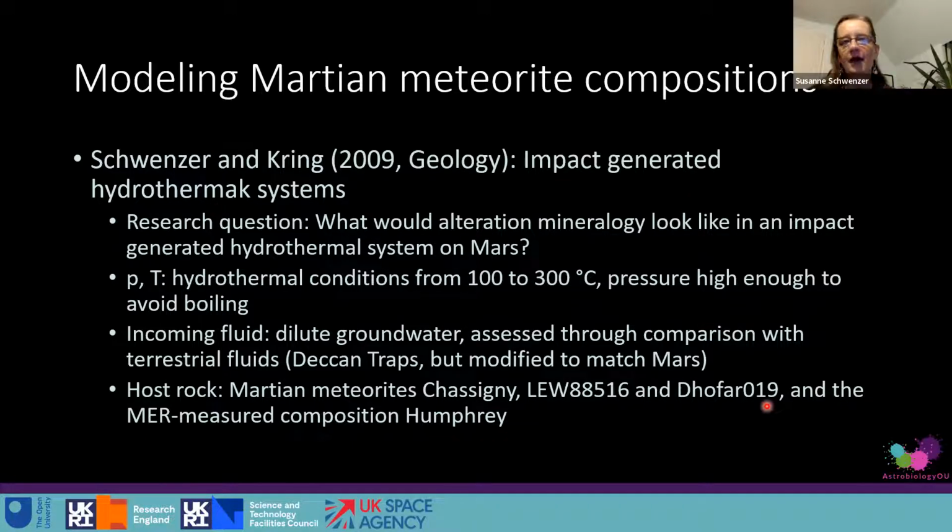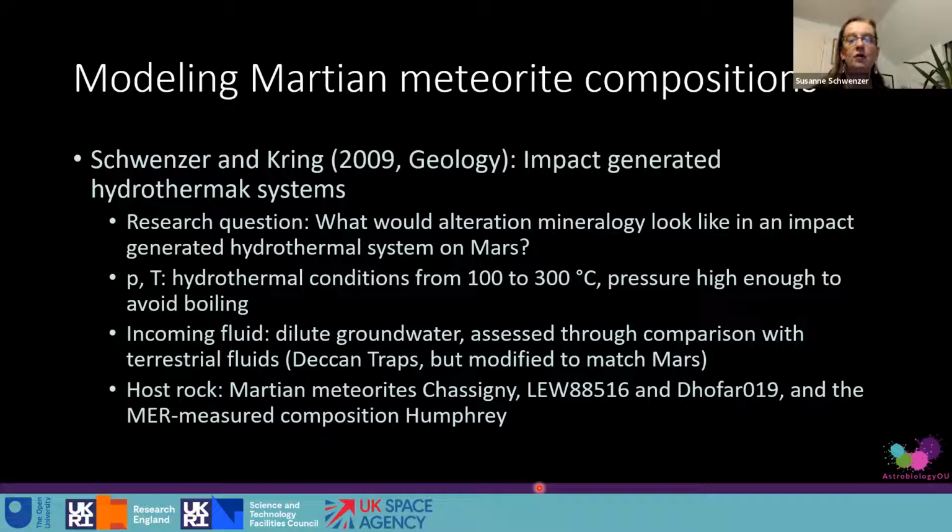And on the other end, we take DOFAR 019, which at the time in 2009 was the Martian meteorite with the most feldspar, so the most aluminium, sodium and potassium rich composition I could find, actually measured on Mars. And then I also added, just for the fun of it, Humphrey, which is a Mars Exploration Rover measured composition. And equipped with those four starting compositions, I ran models, and I start this talk now with just some very simple comparison results.